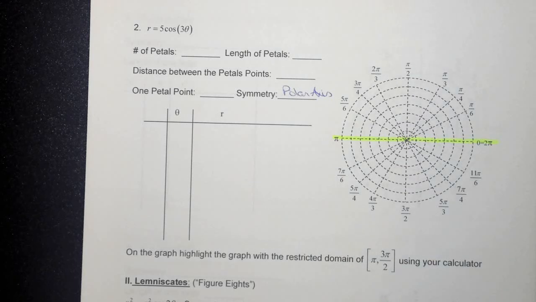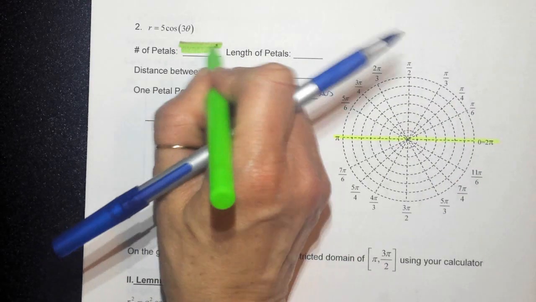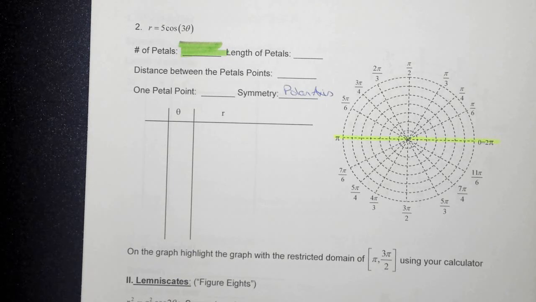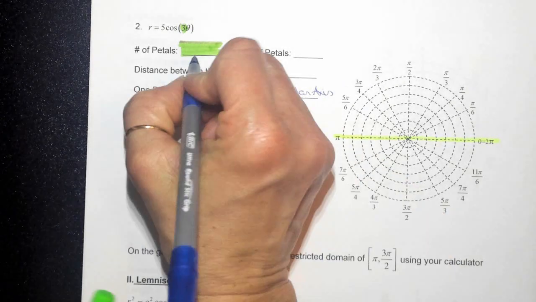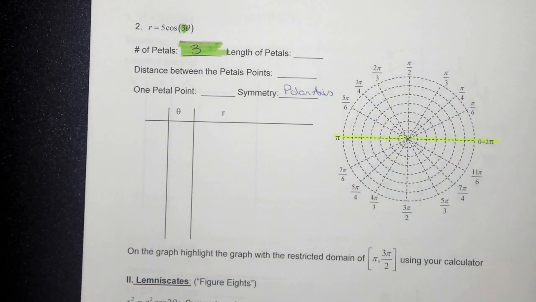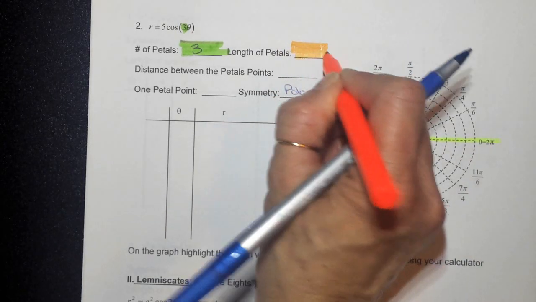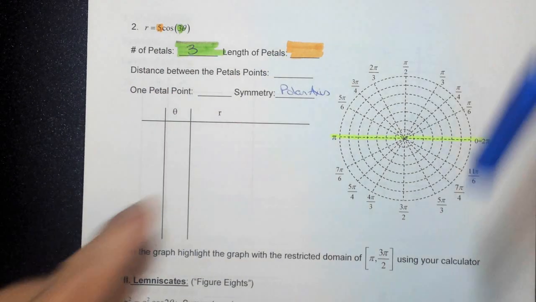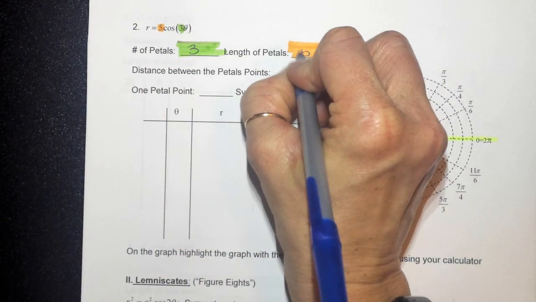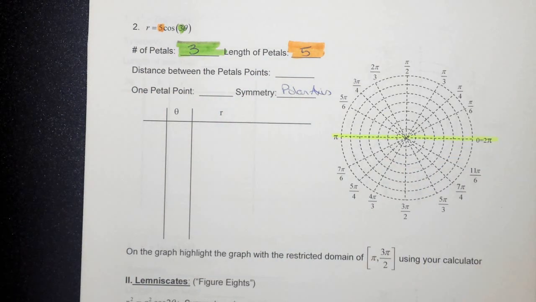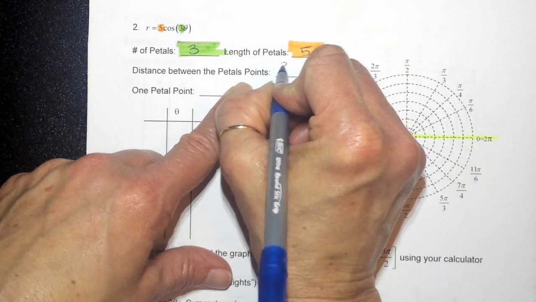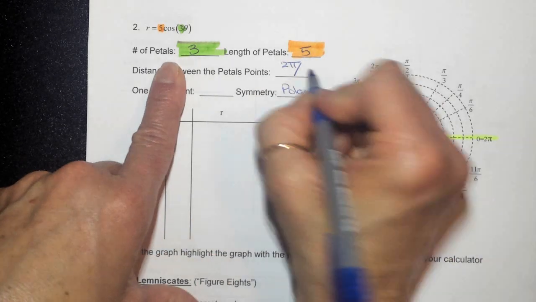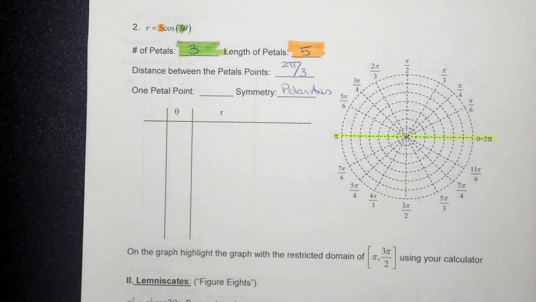So what we're going to look at is the number of petals. Okay, so the number of petals, remember, is based on the coefficient of theta. So in this case, we have an odd number, which is 3. Okay, and then the length of the petal is based on our A value, which is all the way in the front. So now we're color-coded, and you can see, so this is going to be 5. That means the distance is going to be 5. Not the distance between the petal points. The distance between the petal points is going to be 2 pi divided by the number of petals, which in this case is odd, so there's no reducing. And then we'll have to figure out what our petal point is in a few minutes.